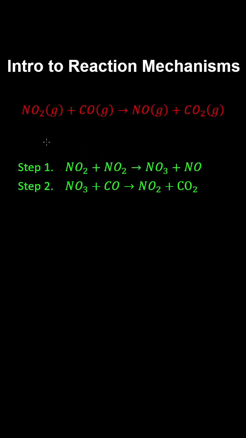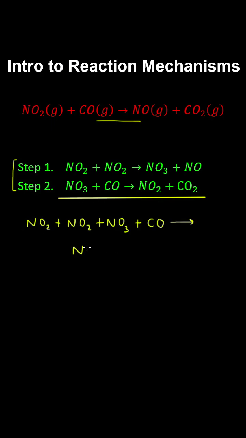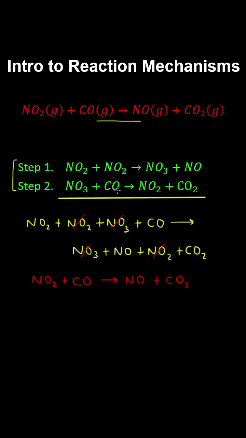A reaction mechanism consists of a series of elementary reactions or steps that occur sequentially, and many reactions occur in a mechanism. So for example, nitrogen dioxide reacts with carbon monoxide to produce nitric oxide and carbon dioxide gas. Now if we sum these elementary reactions together, we obtain the following on the left hand side and the following result on the right hand side. And we can cancel out what appears on the left and right hand side, and therefore we obtain the following result. So summing the elementary steps gives the overall balanced equation.